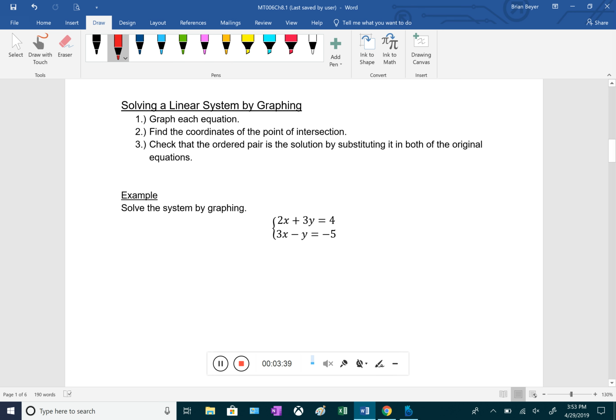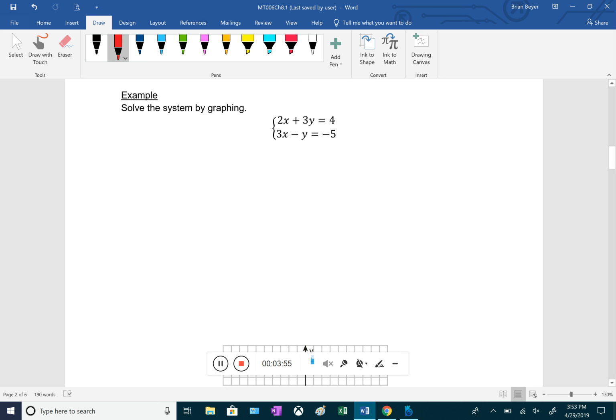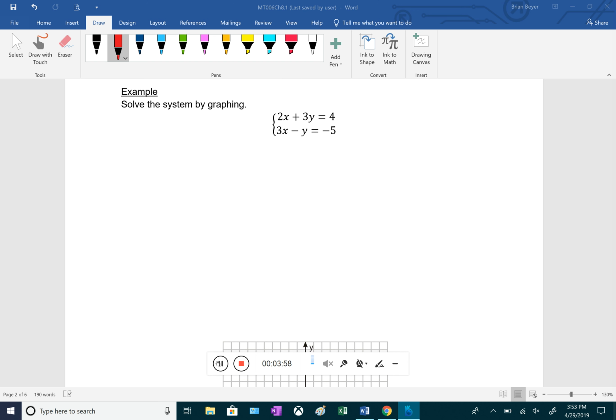Okay, so we're going to be doing these by graphing now. To solve these by graphing, we're going to graph each equation separately like we just did. We're going to find the coordinates of the point of intersection, and we can check these by plugging them back into the original equations to make sure that they work. For example, let's solve this first one. We have 2x plus 3y equals 4 and 3x minus y equals -5.